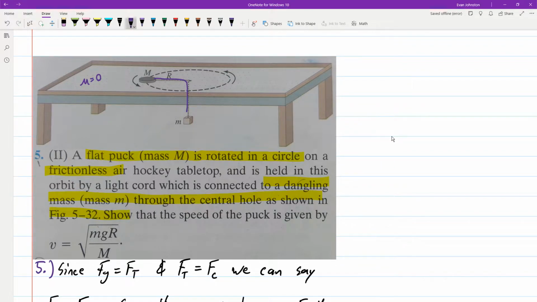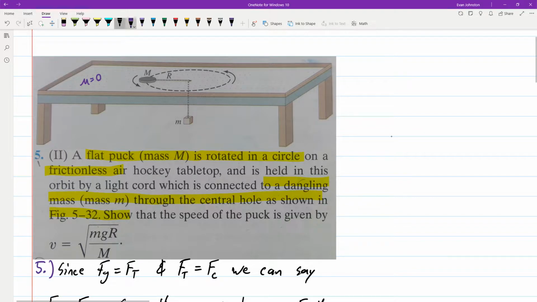Since it goes in the same circle, this radius doesn't change. Whether the puck's over here, it's still the same length of this light cord that goes down and through the central hole. We're told that we need to show the speed of the puck is given by this. So really, they're giving us the answer and saying, can you prove it?